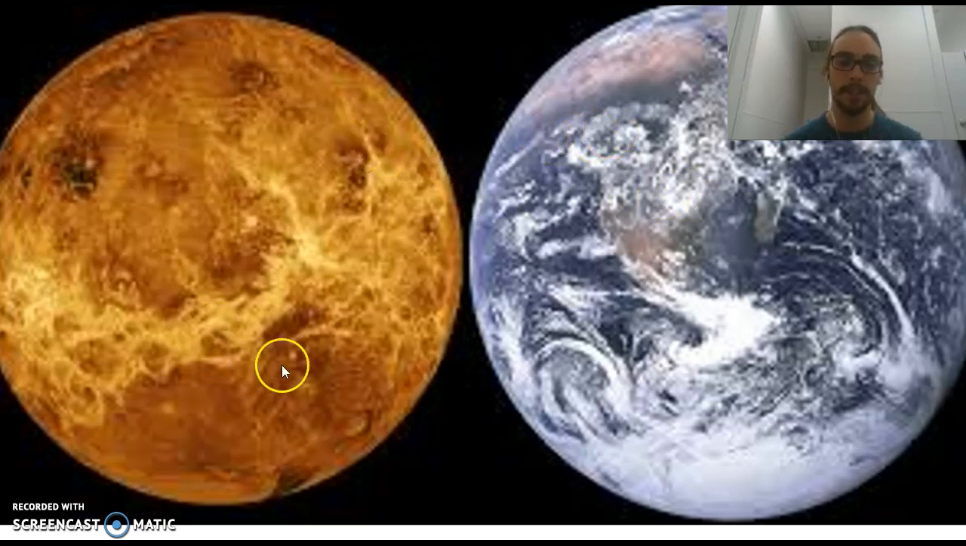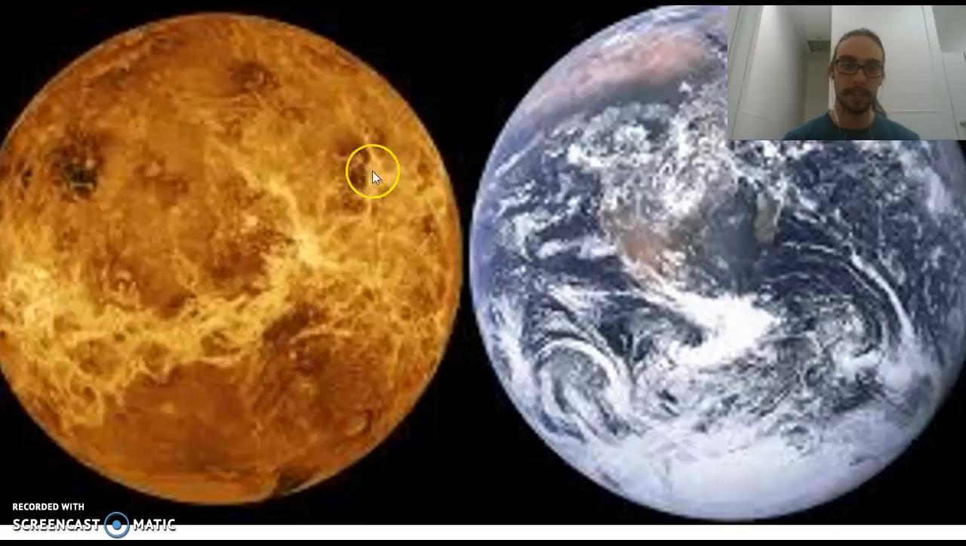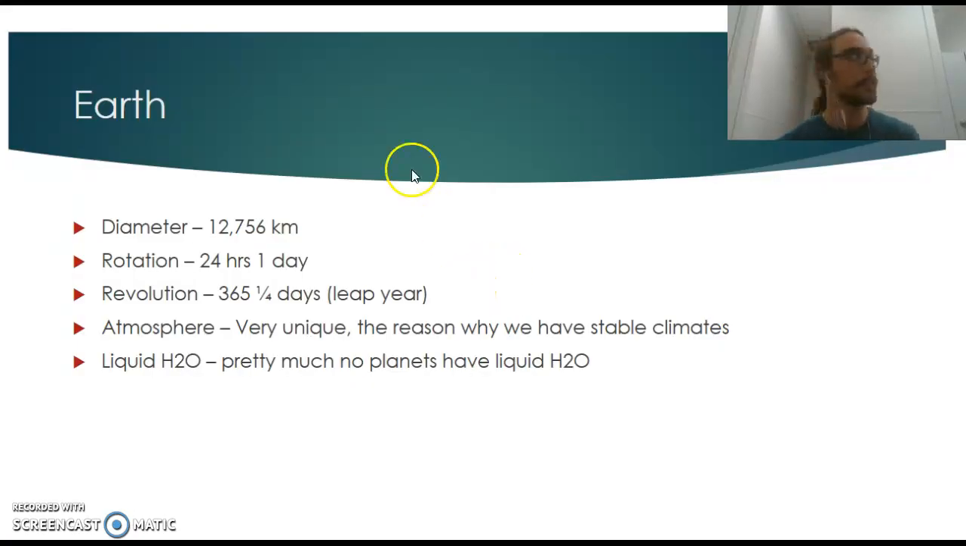So here's just a comparison of Venus to Earth. It's relatively similar in size. This actually looks like the same picture of Mercury, but whatever. Earth is the third rock from the sun. Its diameter is 12,756 kilometers. Its rotation is 24 hours, which is one day.